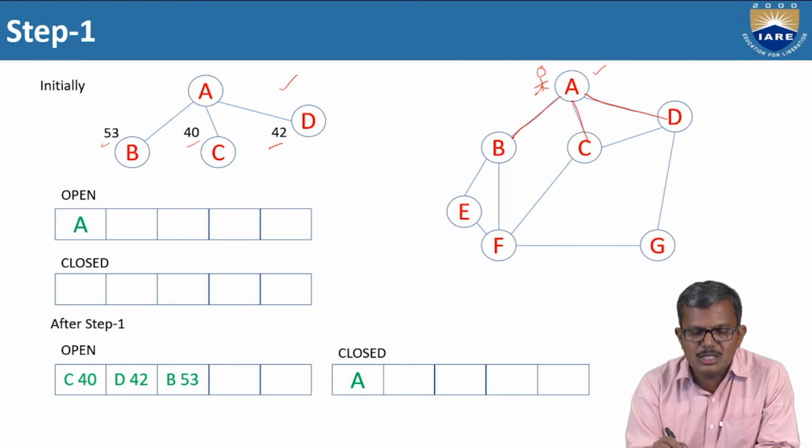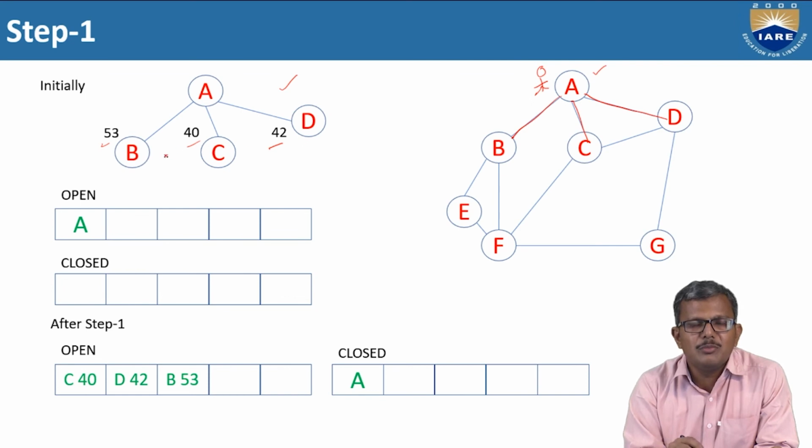Once the exploration of these nodes is done, that means we have generated B, C and D as successor nodes. So you keep those nodes in the open priority queue based upon the priority values, that is, based upon the Euclidean distance. C has the smallest Euclidean distance, so we keep C 40 in the front box, and then D 42 and B 53.